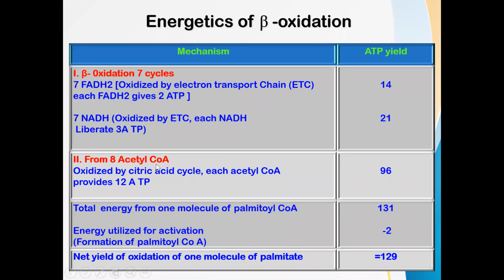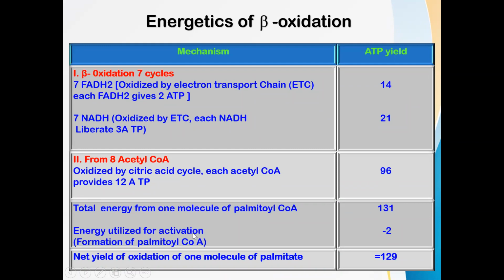And there are 8 acetyl CoA molecules formed as a result of beta oxidation of 1 molecule of palmitic acid. When these 8 acetyl CoA are oxidized by the citric acid cycle, each acetyl CoA forms 12 ATP. So 8 acetyl CoA oxidized by the TCA cycle give 12 into 8, 96 ATP. The total energy from 1 molecule of palmitoyl CoA is 96 plus 21 plus 14, 131.